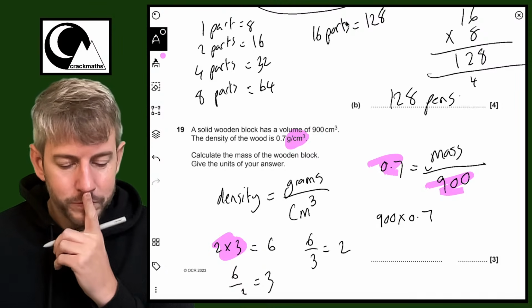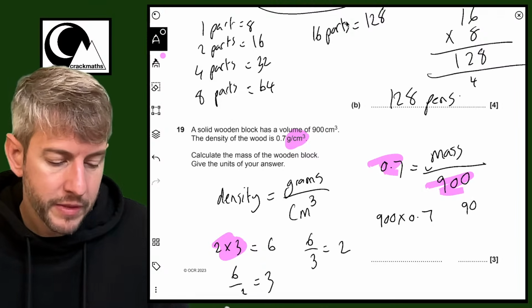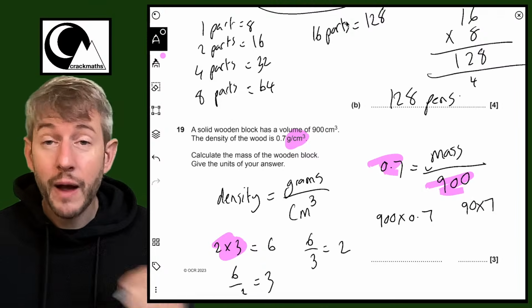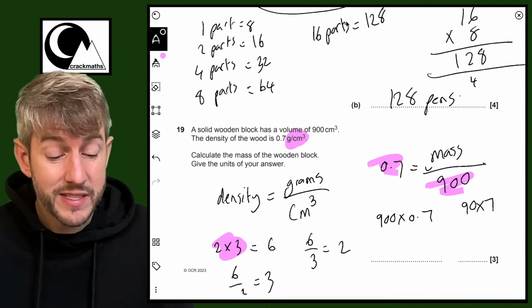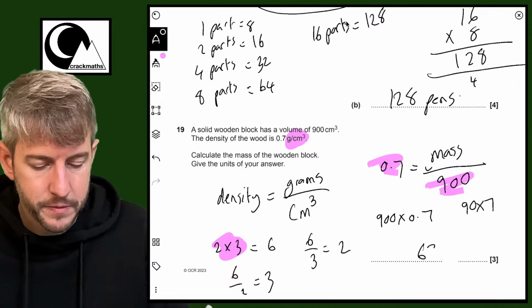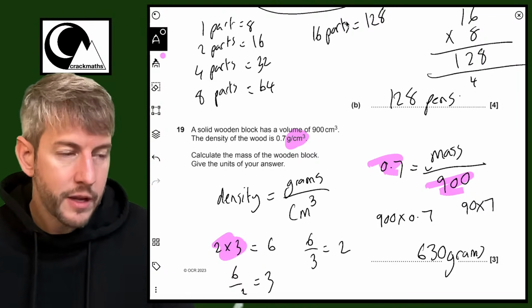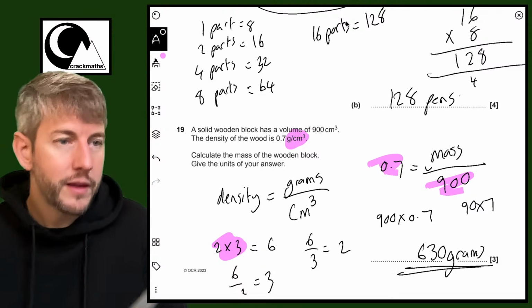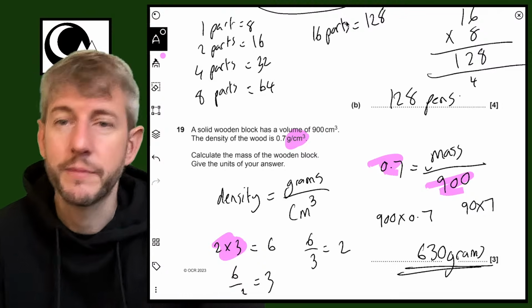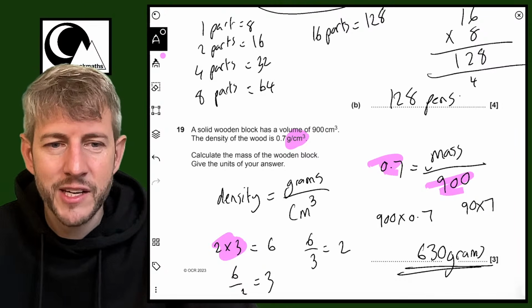Now I can play about with this a little bit, because this is the same as 90 times 7. 9 times 7 is 63, so 90 times 7 will be 630, and that's going to be grams. So here we go, the answer to this question will be 630 grams.